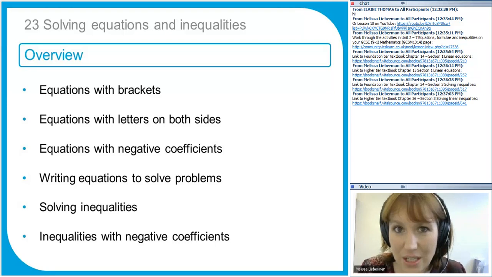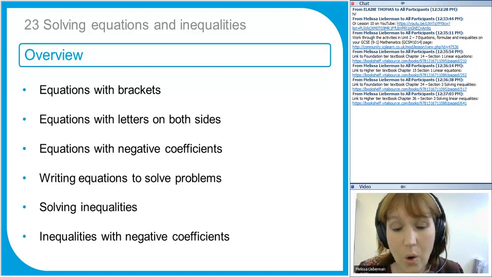We'll look at equations with the unknown, the letter, on both sides. Negative coefficients, don't be scared by the word coefficients. The coefficient is just the number that is in front of the unknown, in front of the letter. And we'll look at how to write equations to solve problems. These come up a lot and people do get stuck with them quite often. They usually involve geometry or where you're given some information and you need to make it into an equation and then solve the equation to solve the problem.